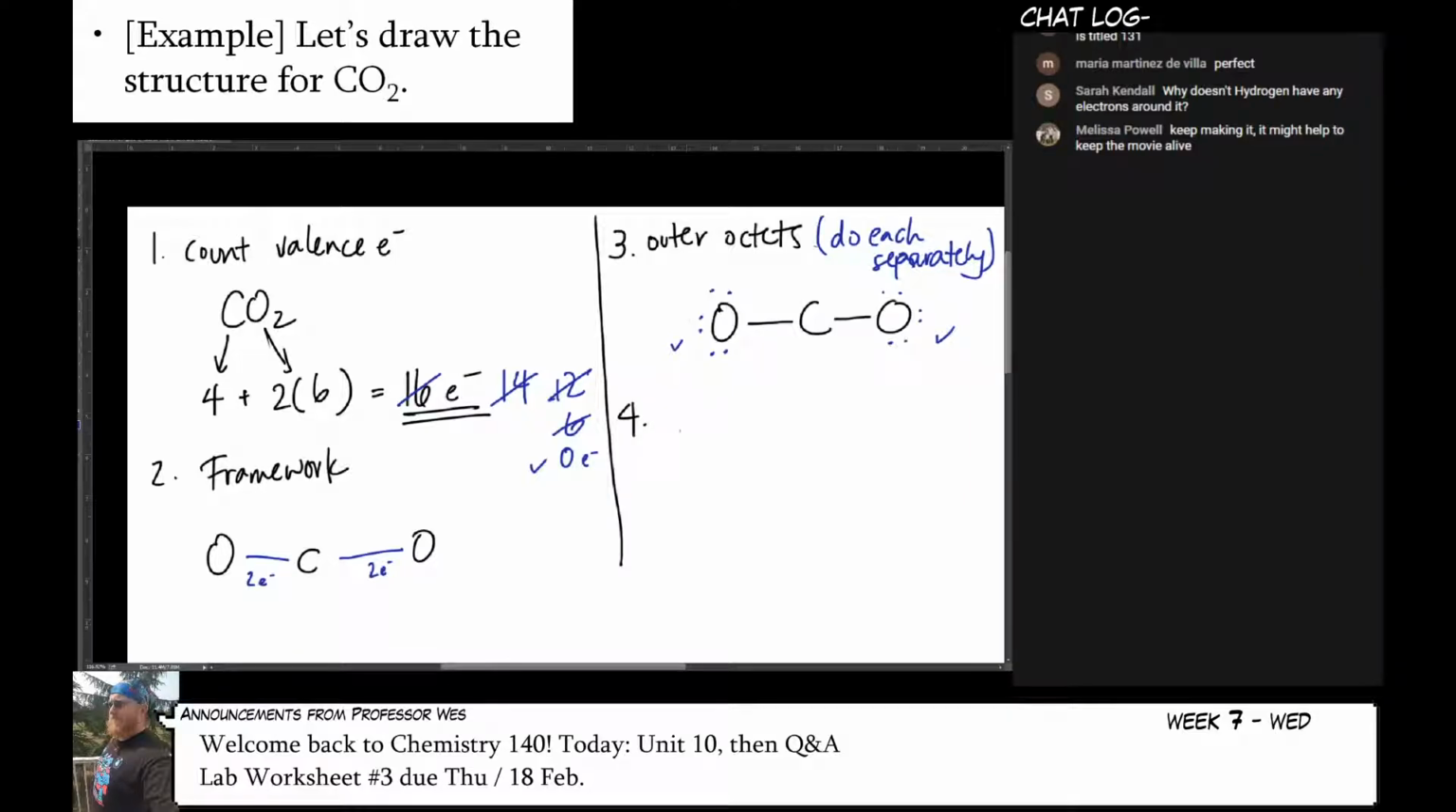So when I get to step 4, which is to put remaining electrons on the inner octet, I just sort of get like the shrug emote, right? I don't have any. I have no more electrons. So what do I do with that? Well, I have to skip the step. There's nothing I can do to my structure.